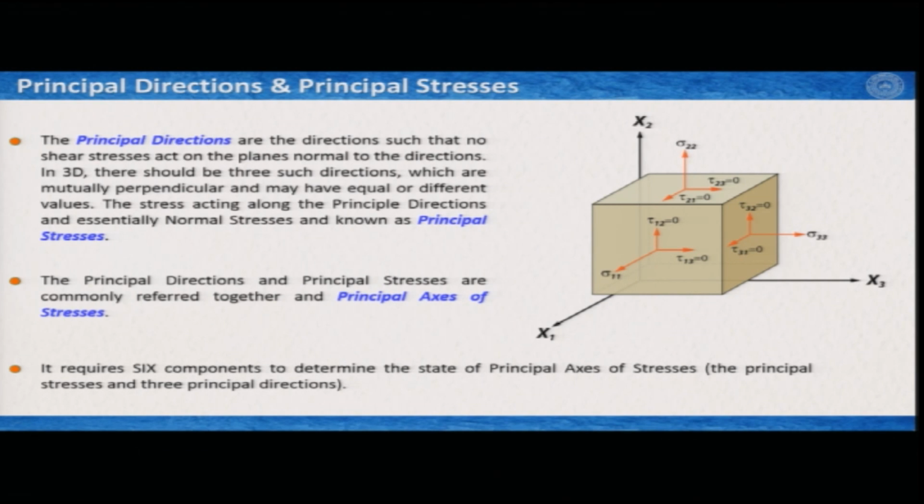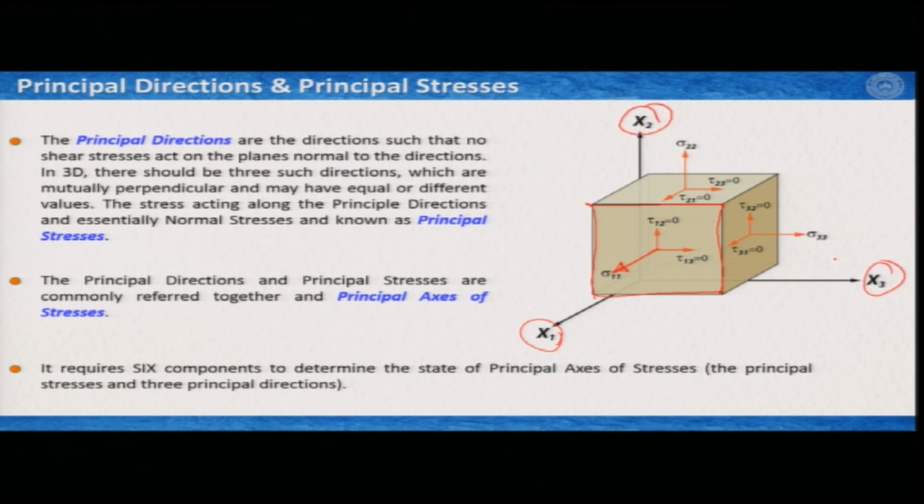As we have seen, if I consider the plane perpendicular to the x1, then if I consider this stress component sigma 1 1, which is the normal stress, no shear stress acts along sigma 1 1. So therefore, if I consider a plane perpendicular to x1, sigma 1 1 is the principal stress perpendicular to that plane.